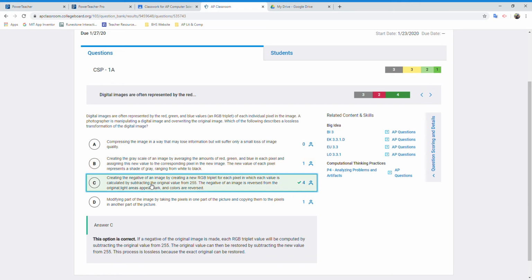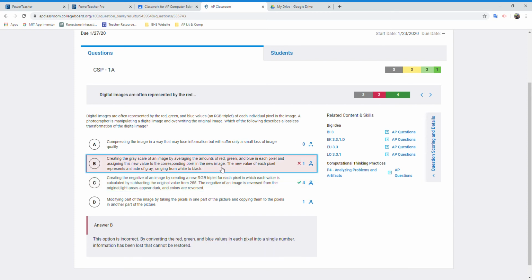Now, this one, creating a negative of the image and the negative is reversed, this is actually going to get you an exact copy right here. You haven't changed any of the values, so it's going to give you a lossless transformation. It's exactly the same size when it's transformed. Now here, if you're changing from colors to a shade of gray, you've significantly reduced the amount of data because you don't have any color data. It's grayscale, so it's just shades, so it's a lot less.